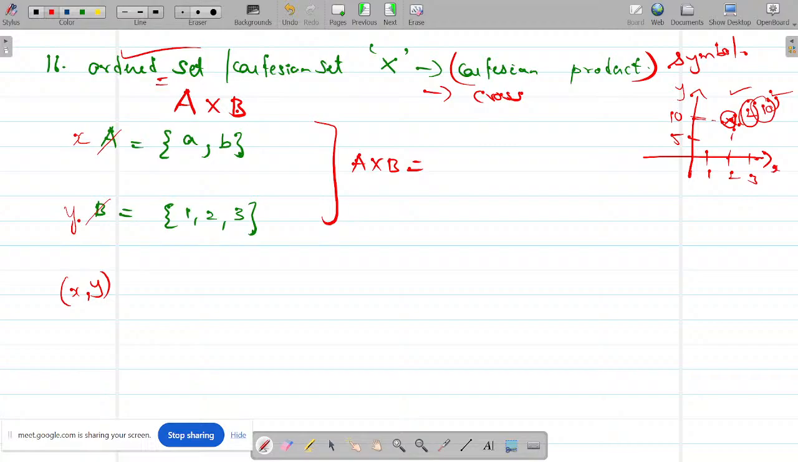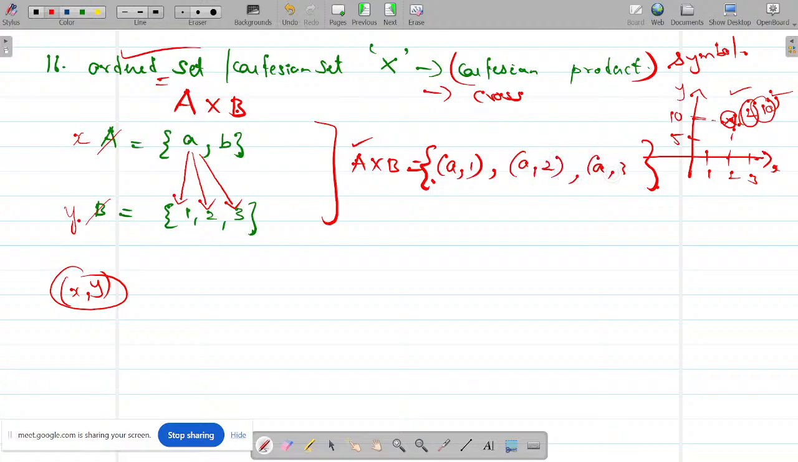If I write B cross B, it's B cross C. Okay, so I have to start with A. To have A cross B, I can take A1, A2, A3 in this coordinate form. So I open the bracket. Actually, when I say A cross B, it's actually a set only. So I open a bracket, I close a bracket. I write A comma 1 as a coordinate form: A comma 1, A comma 2, A comma 3.